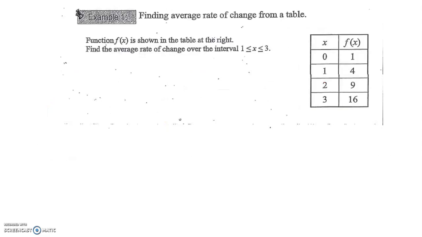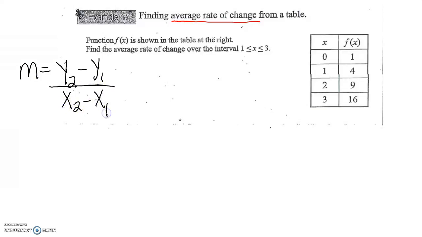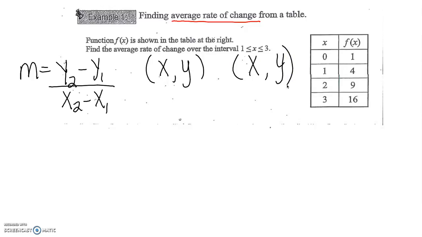All right, so now let's look at some examples. It says to find the average rate of change. So what I want you to get in the habit of doing, whenever you read average rate of change, let's go ahead and write down that formula. Now, keep in mind, in order to find the average rate of change, you've got to have 2 ordered pairs. Okay? Now, in these ordered pairs, we can call this one x1 and y1, and we can call this one x2 and y2.